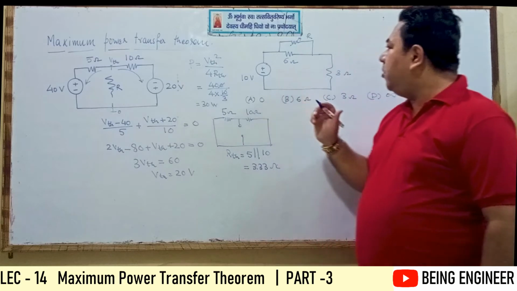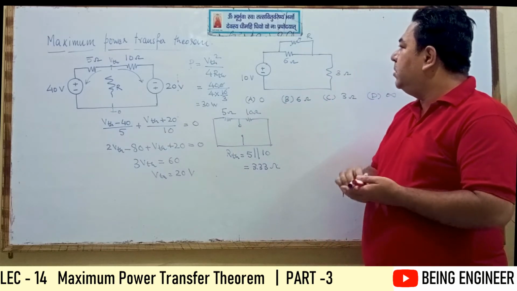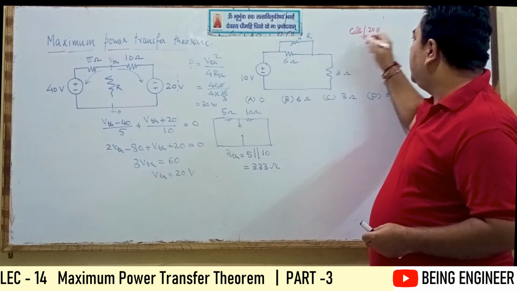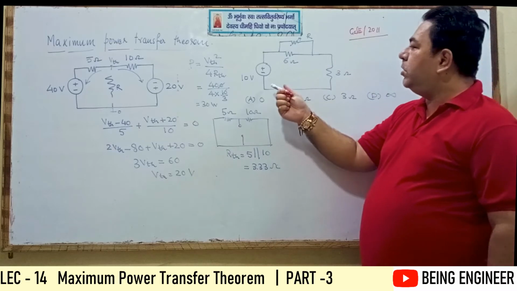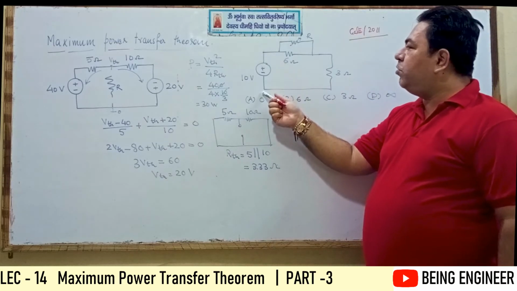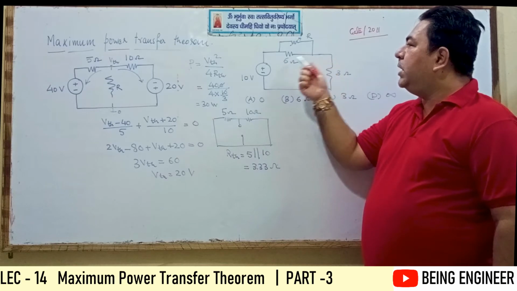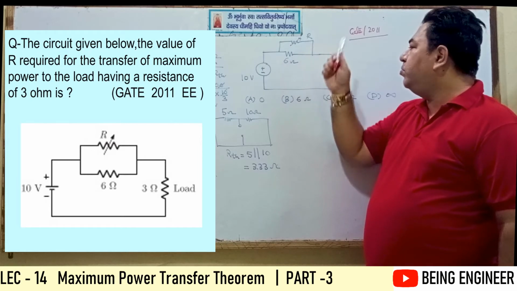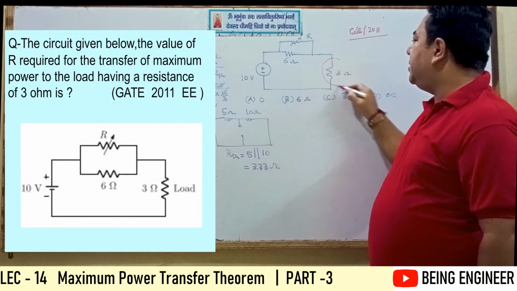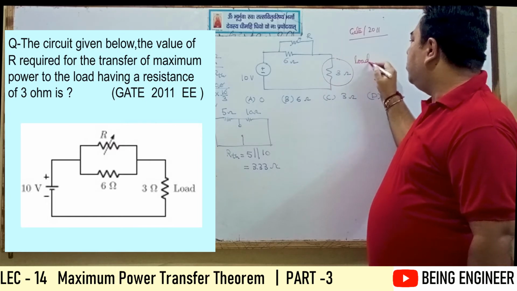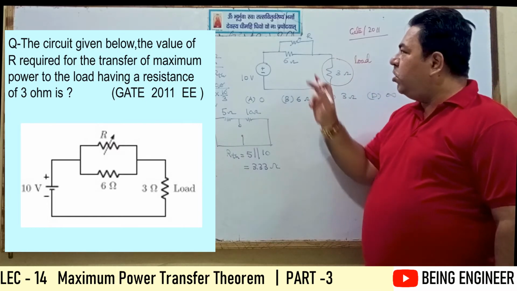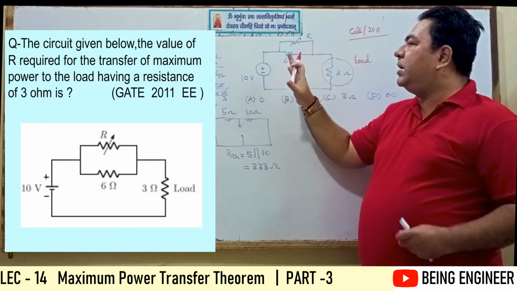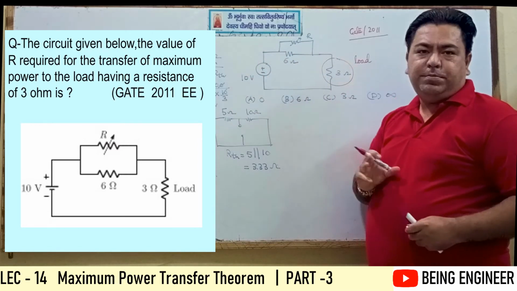Now look at this problem which was asked in the GATE examination earlier, in 2011. GATE 2011. In this problem, you can see there is a voltage source of 10 volt, one resistor of 6 ohm, and another resistor connected in parallel, or across the 6 ohm resistor. The value is, let's say, R ohm, and this is the load. It is highlighted in the problem. Now the question is, what is the value of this resistance R so that maximum power can be transferred from this source to this load?